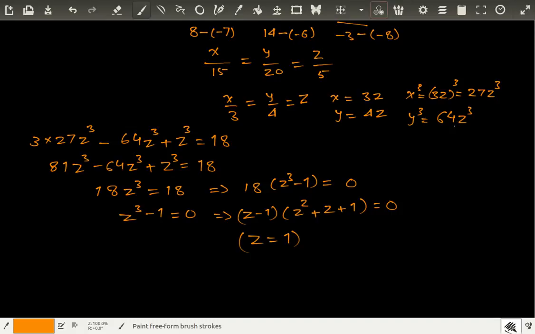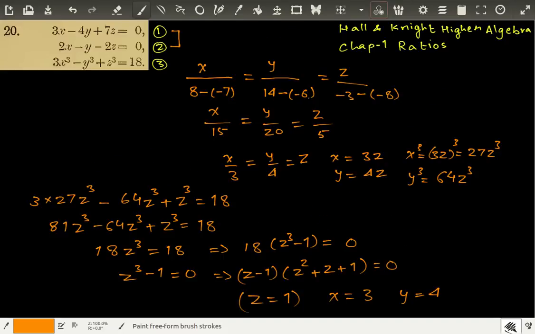So if z is equal to 1, then x is equal to 3z, so it becomes 3, and y is equal to 4. So x is equal to 3, y is equal to 4, and z is equal to 1 is the solution to this equation.